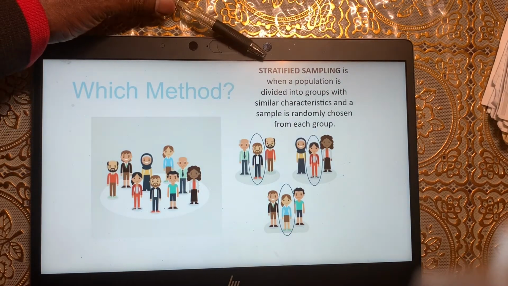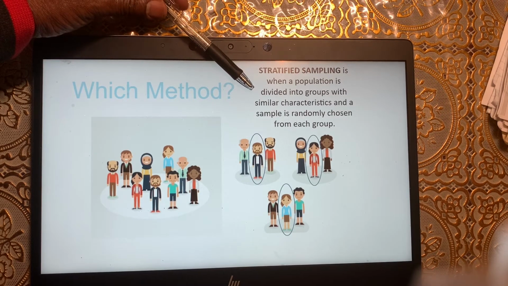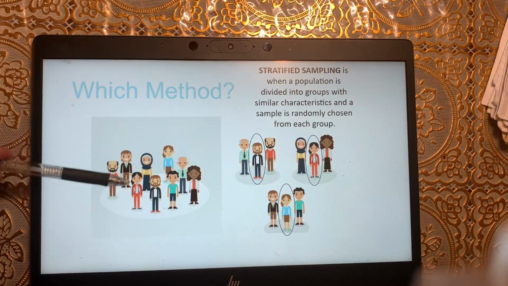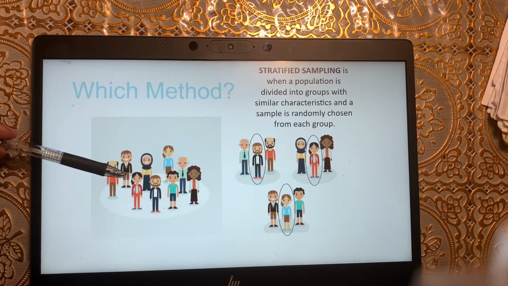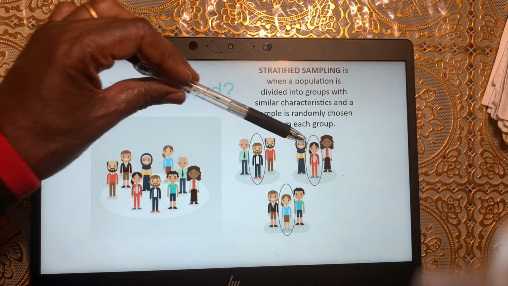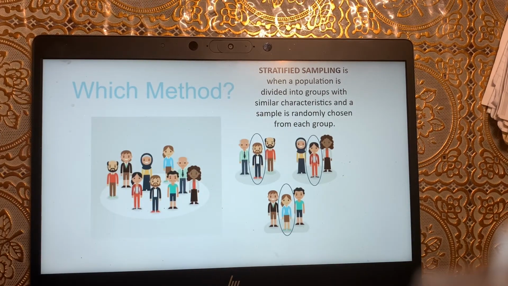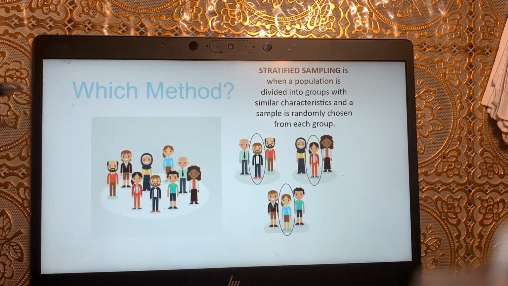Stratified sampling is when a population is divided into groups with similar characteristics and the sample is randomly chosen from each group. So you are dividing the whole population. Those with similar characteristics will be categorized, and then you take an equal number of samples from each, and then you will be studying that. This is called stratified sampling, grouping the population by similar characteristics and then taking a sample from each.